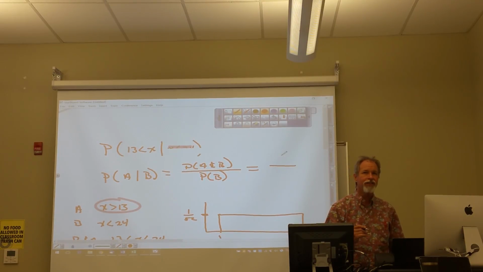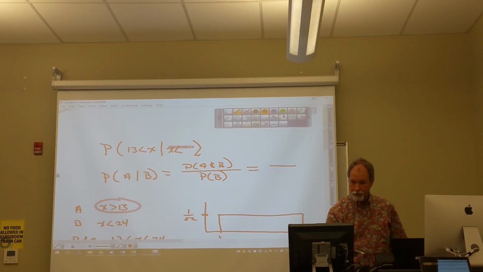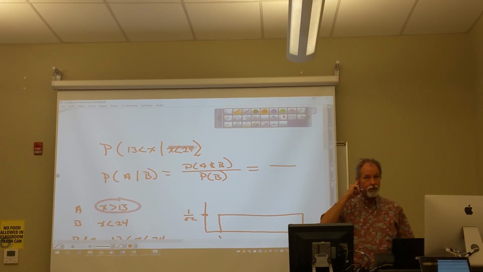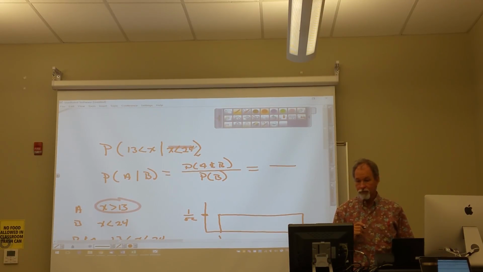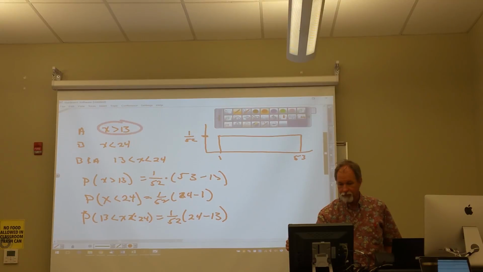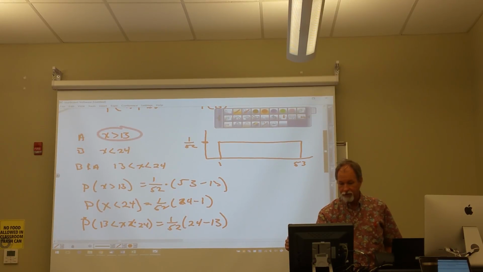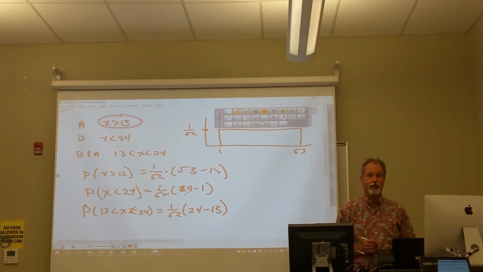What was that, John? I'm still trying to figure out B. Because it was part of the given problem. In your equation for B, probability X is less than 24, you take 1/52 and then you multiply that by 23. Is that right? For which one? The second, X is less than 24. Okay, so this is 23 over 52, yes.